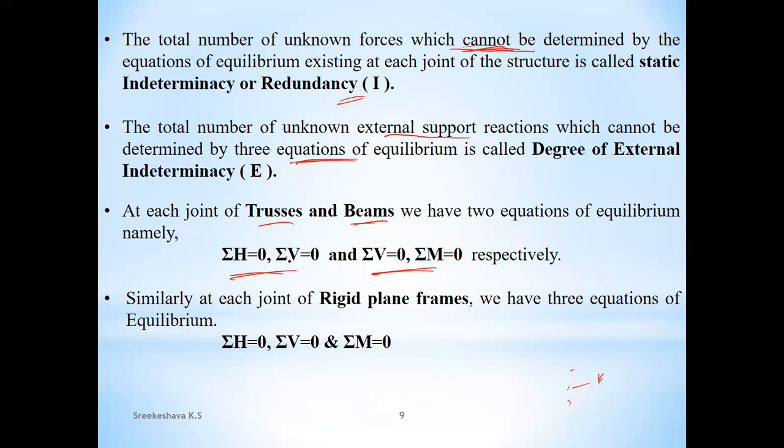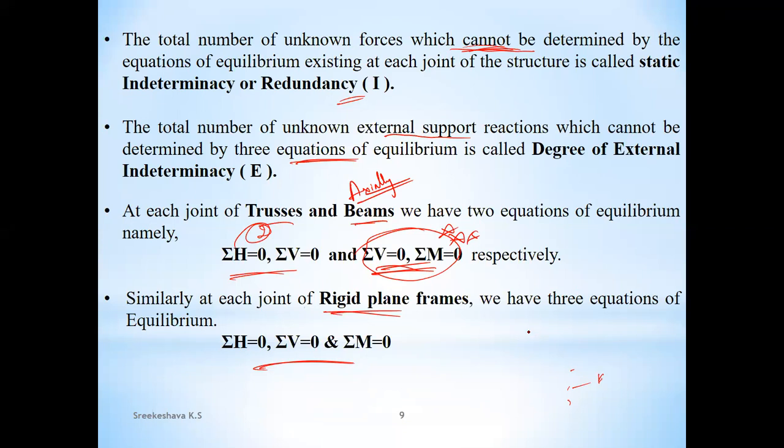What are the equations of equilibrium at truss? Only two equations of equilibrium. At axially rigid beams, axially rigid means you are getting two equations, that is sigma V and sigma M. This is very, very important. You may get it in the exam. Similarly, in rigid plane frames, you are getting three.